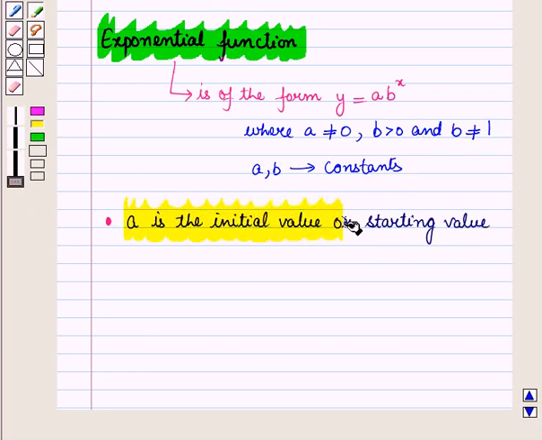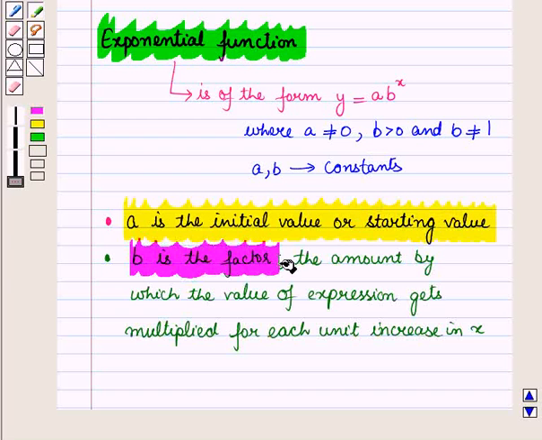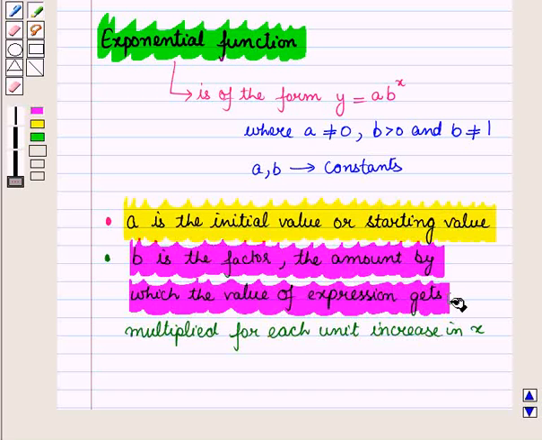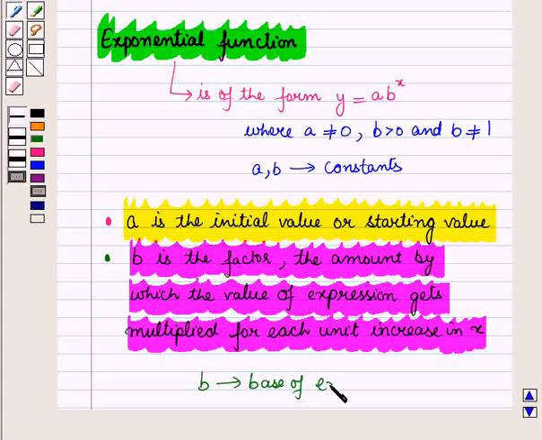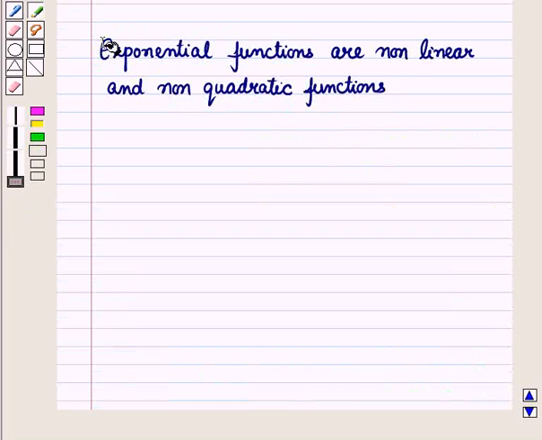And a is the initial value or starting value. B is the factor, that is the amount by which the value of expression gets multiplied for each unit increase in x. We also call b as the base of exponential expression. Now, exponential functions are non-linear and non-quadratic functions.